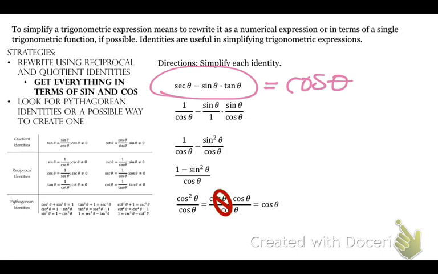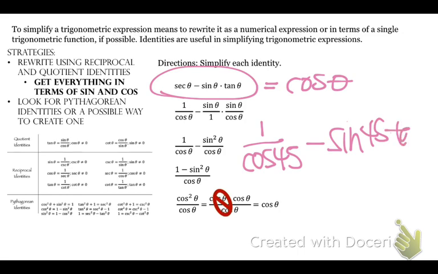And you could test that, like if you had a calculator that you could put secant in, and technically you can. If you want to test it in your calculator, you could do 1 over cosine of 45, because remember secant's the same as 1 over cosine, minus sine of 45 times tangent of 45. And you should get the same exact thing as if you were just to do cosine of 45. Kind of cool.